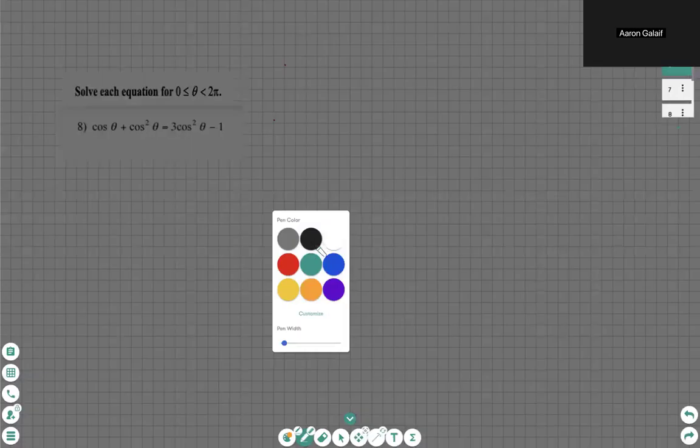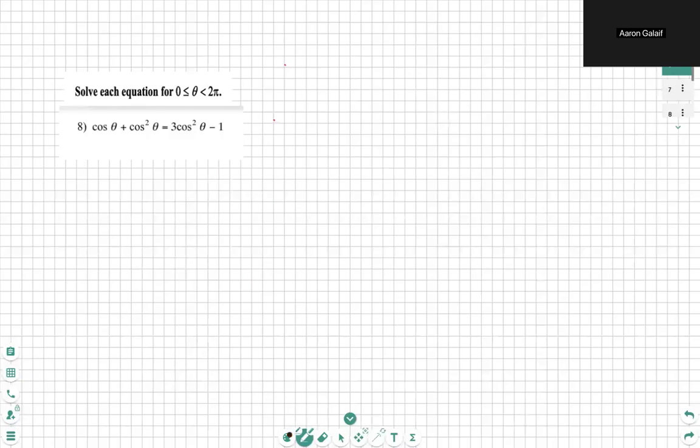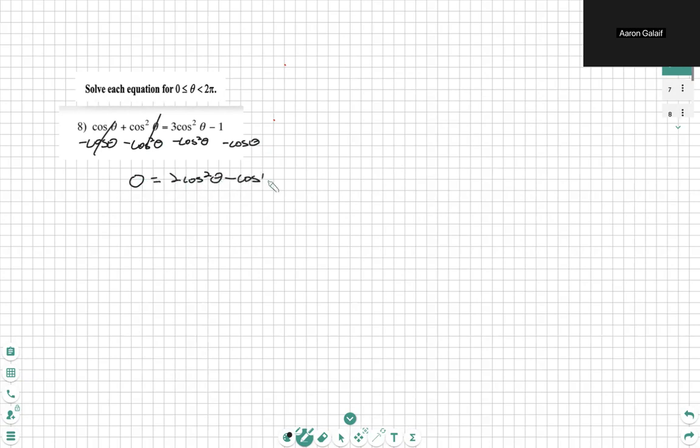Hello. In this video, we're going to go over solving this trig equation using factoring. So this is going to be pretty straightforward. The first thing we're going to want to do is get a zero on one of our sides, either left or right. I choose the left side to be zero here because I want my cosine squared to be positive at the end of the day. Just makes life a little easier for us. So these cancel, and we are left with 0 equals 2 cosine squared theta minus cosine of theta minus 1.